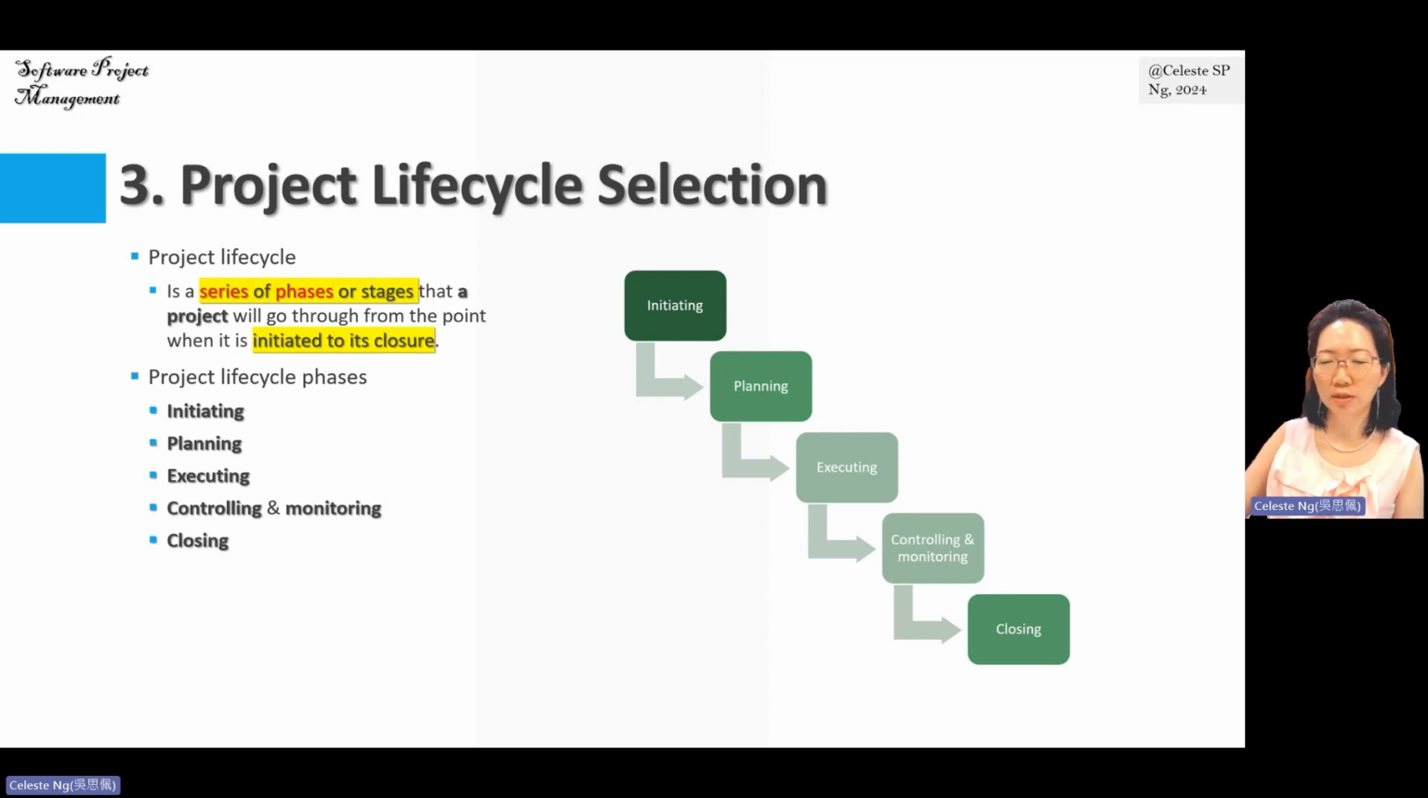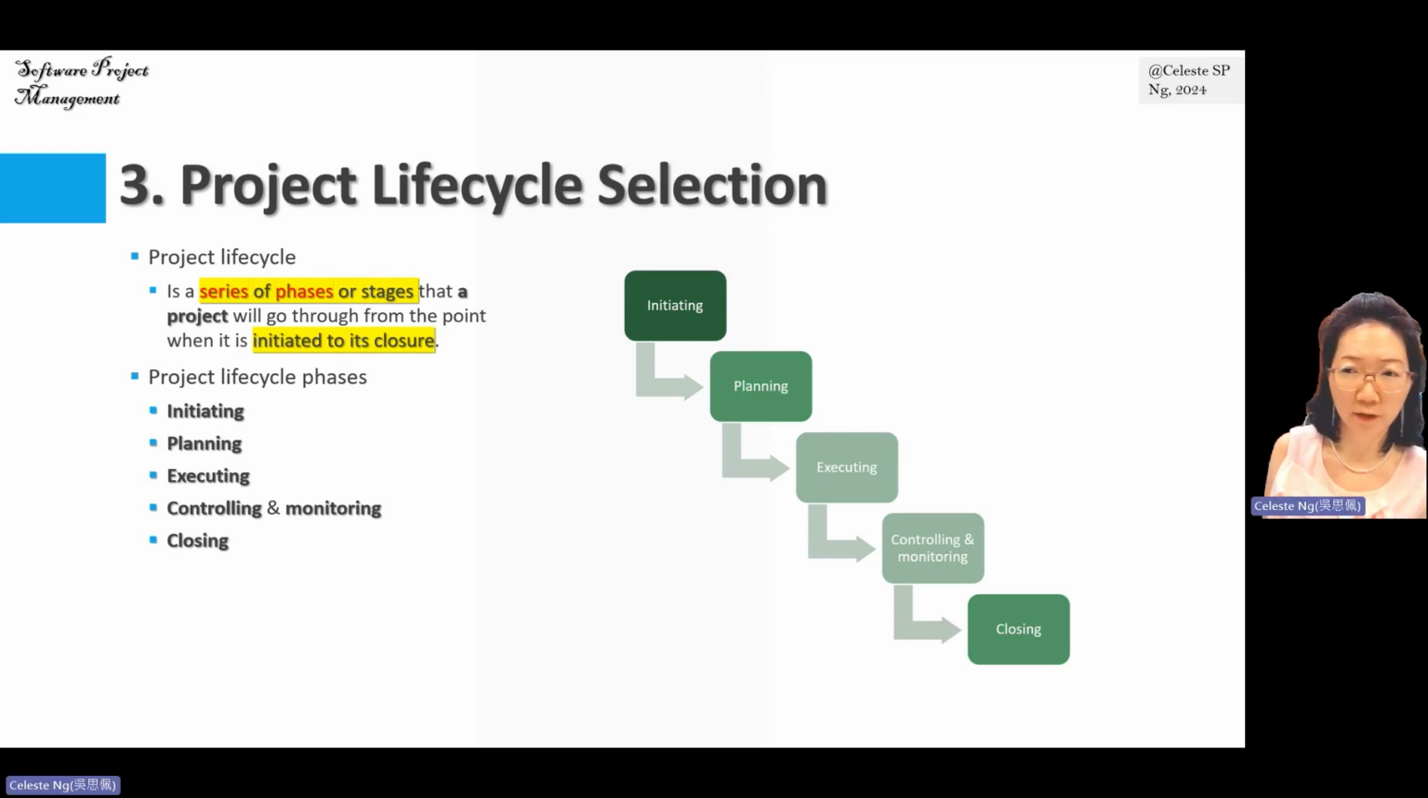The first stage is initiating. The second is planning. The third is executing. The fourth is controlling and monitoring. And the fifth stage is closing. These 5 phases, sometimes we also call them project management process groups. Let me discuss what each of these phases does.